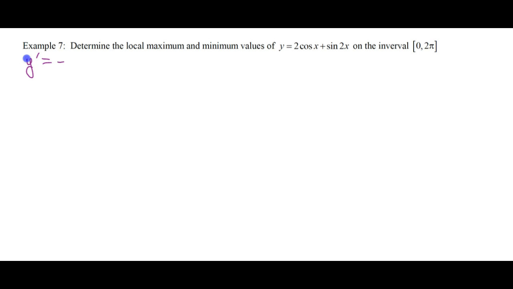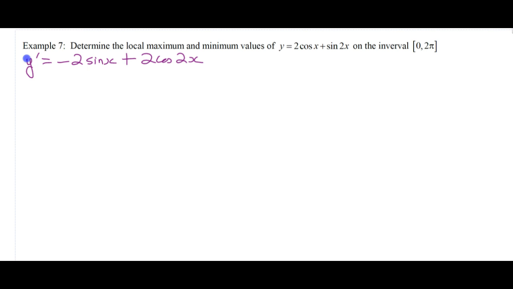So what do you got? Negative 2 sine x. Let's just throw the 2 in front. So negative 2 sine x, right? So we got the 2, and then the derivative of cos is minus sine. And then the derivative of sine 2x is cos 2x times 2, or we could just write that as 2 cos 2x.